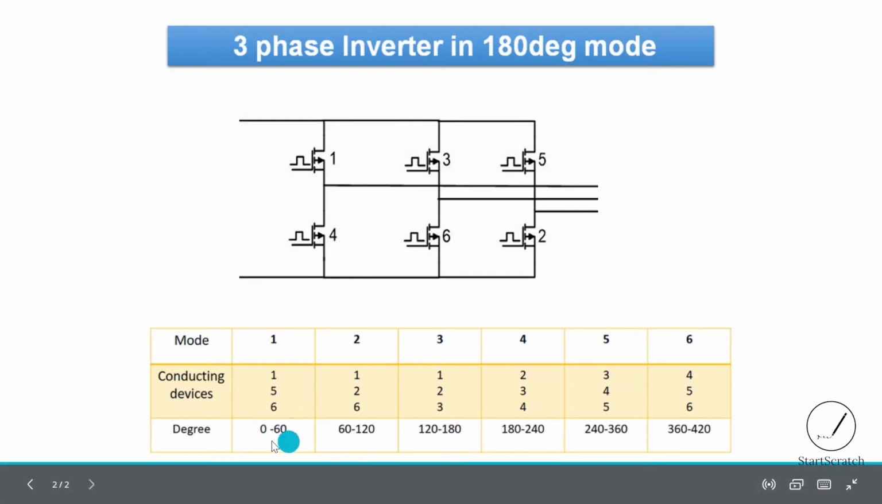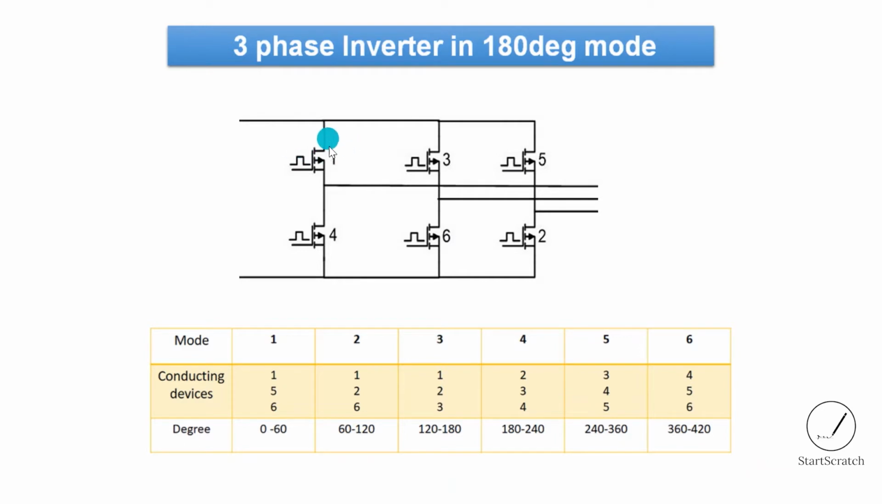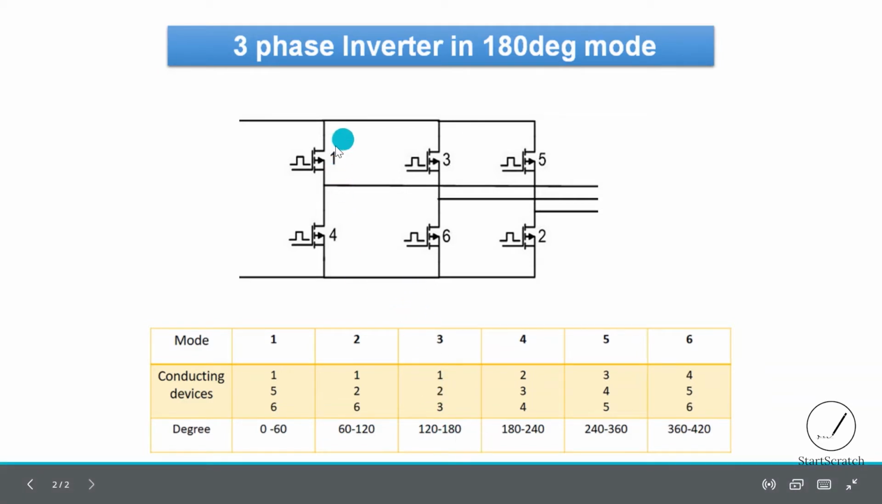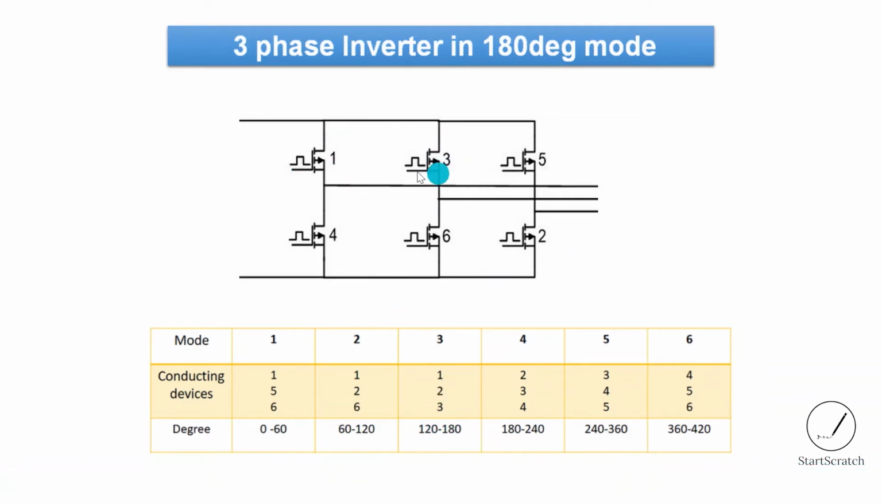During 0 to 60 degrees, switches 1, 5 and 6 will be conducting, and current will enter the load through switches 1 and 5 and leave the load through switch 6. In the next mode of operation, switch 1, switch 2 and switch 6 will be operating. Now current will enter the load through switch 1 and leave through switch 2 and switch 6. Whereas during the third mode of operation, that is from 120 degrees to 180 degrees, switch 1, switch 2 and switch 3 will be operating.